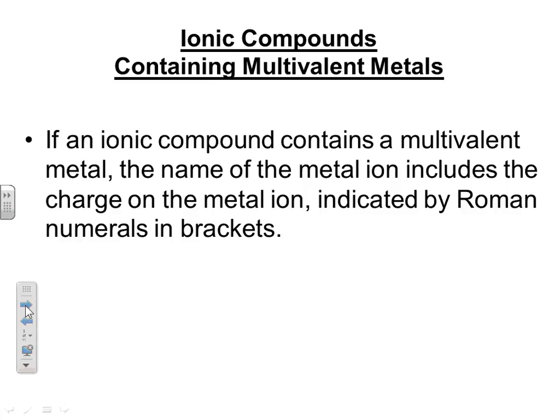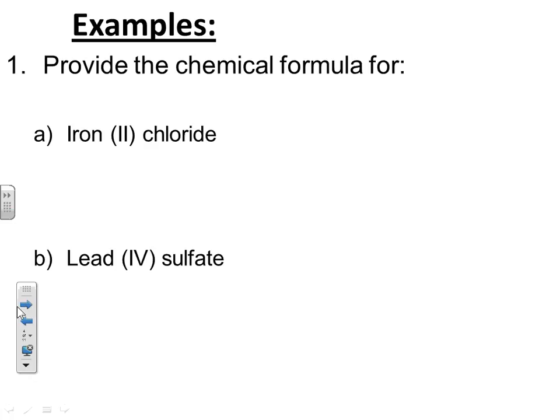Hold on, don't write this. This looks like a lot of writing. If an ionic compound contains a multivalent metal, the name of the metal includes the charge. Examples. Go to examples. No need to write that statement down there. Provide the chemical formula. Now, this is the easy one. Determining the formula is the easy thing.